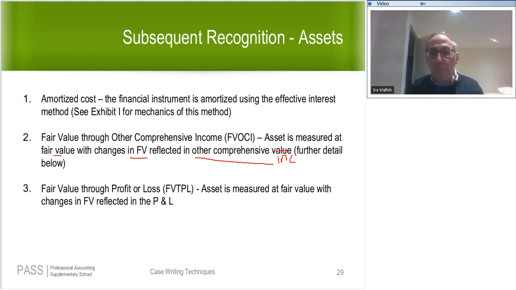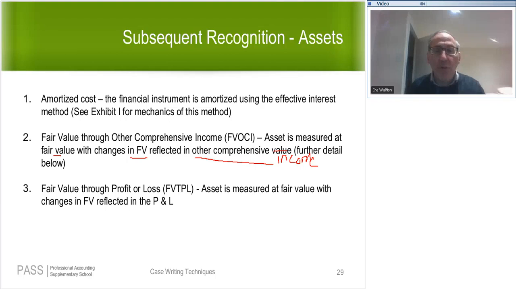Now, the third category, which I mentioned when we were talking about transaction cost, is fair value through profit or loss. If I use this category, then I would measure the asset at fair value at every balance sheet date, and the change in fair value from one balance sheet date to the next would go through the P&L.